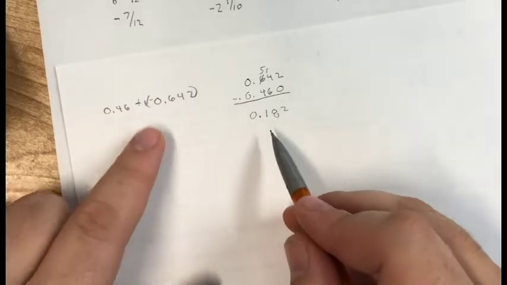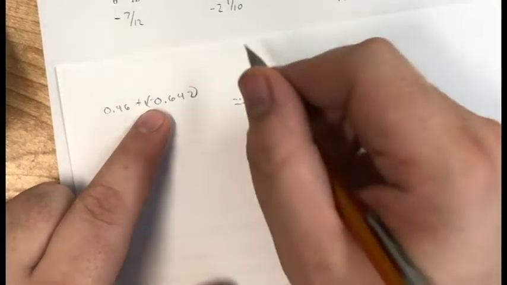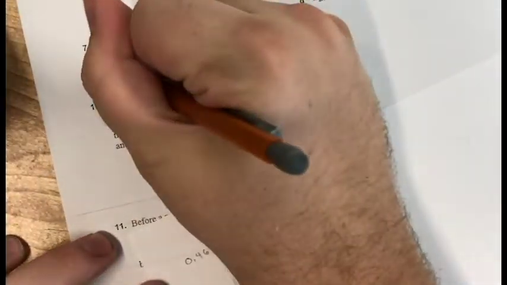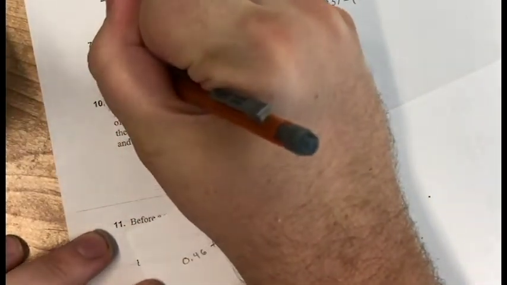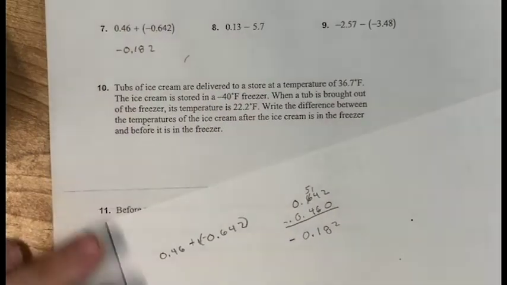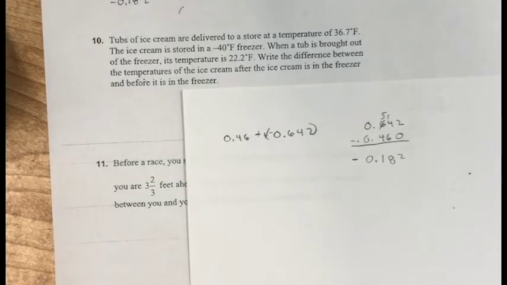However, don't forget, what was the sign of the largest absolute value? In this case, it was negative. So my answer is going to be negative 0.182. And as you can see, that is a whole lot easier to work with than fractions. Okay? So why don't you try 8 and 9 on your own? Don't forget to follow the correct rules.